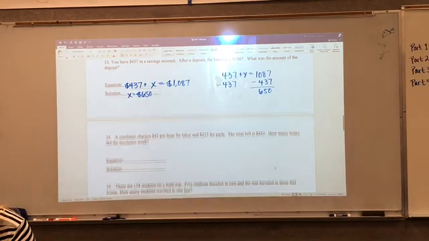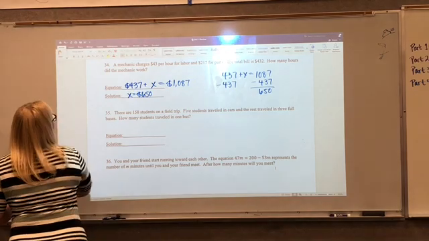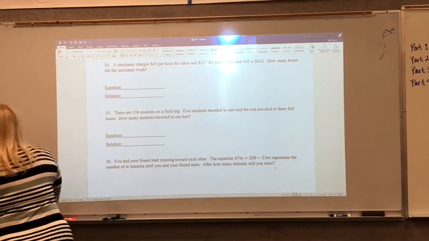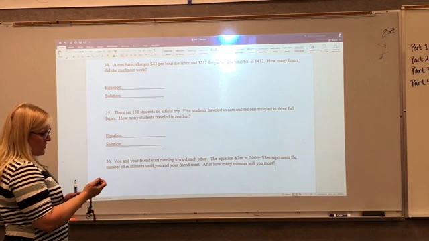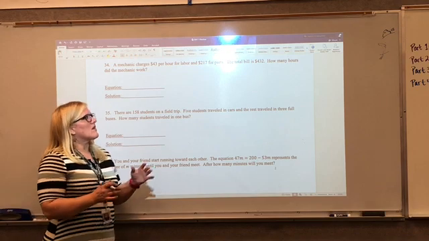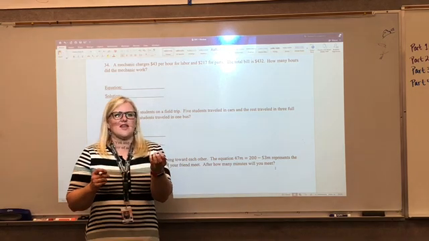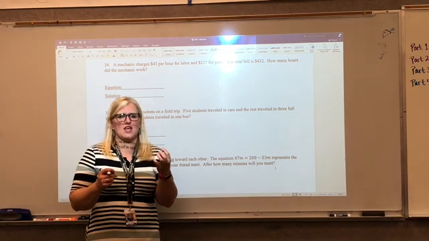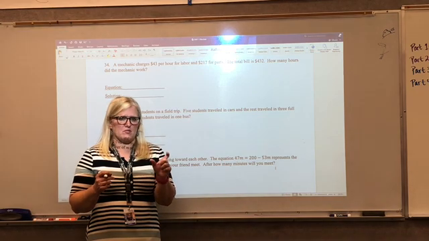All right, number 34. I'm actually going to move this up a wee bit. A mechanic charges $43 per hour for labor and $217 for parts. The total bill is $432. All right, so all of these kinds of problems are kind of the same. They've got something that's per hour or per student or per something. They use that word per, and that is the number that you're going to put next to the variable.